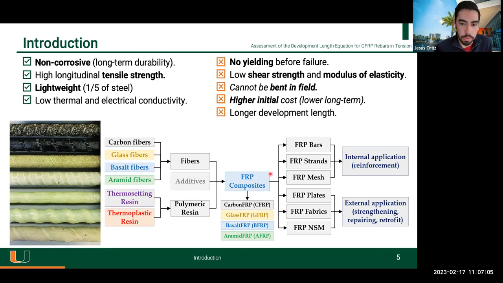So you could have carbon, glass, basalt, or aramid, so CFRP, GFRP, BFRP, AFRP. And with those composites, you could have different structural elements like GFRP bars, FRP strands, FRP meshes for internal applications, or plates, fabrics, near surface mounted bars for external applications. So from here on, I will be referring only to GFRP bars used as reinforcing material in concrete structures, and we will be addressing the long development length disadvantage of these elements.